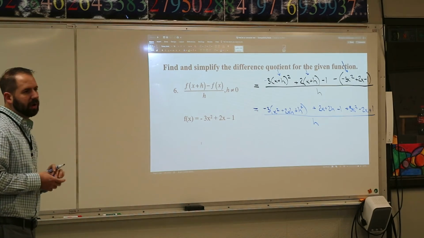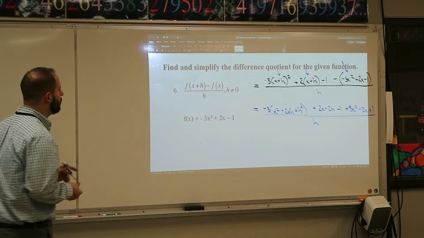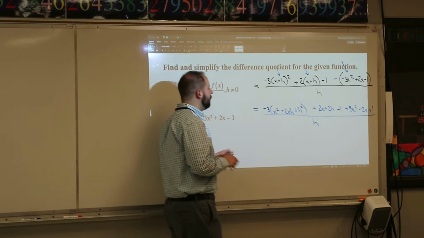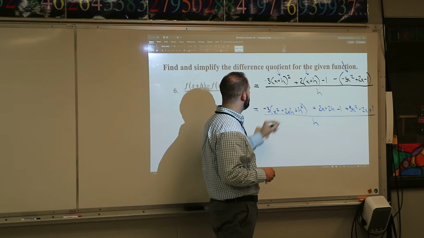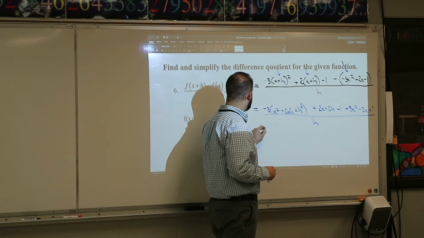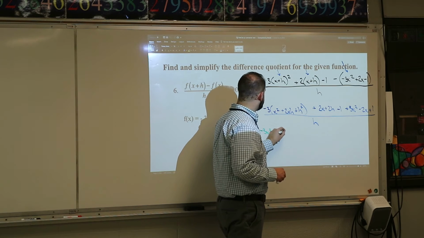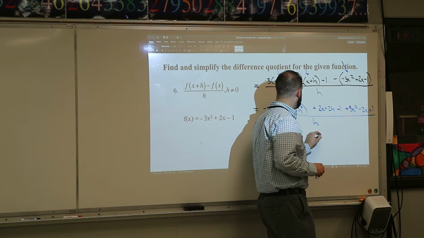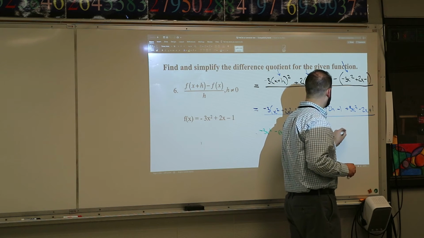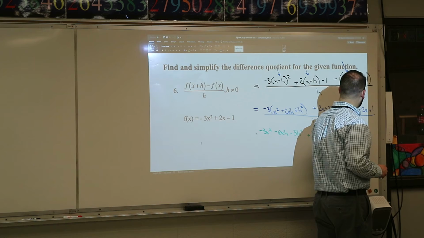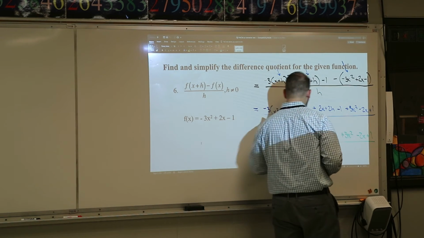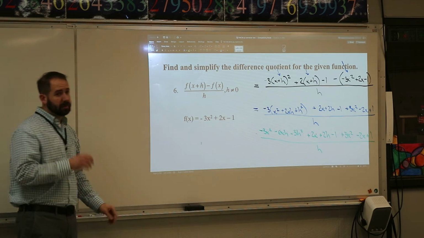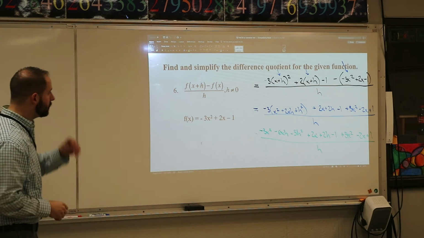What do I have to do with that negative 3 out front? Distribute. You have to distribute after you FOILed. You can't do it before. You have to wait till after you've FOILed this together before you can distribute the negative 3. Distributing the negative 3, here's what I get: negative 3x squared, negative 6xh, minus 3h squared, plus 2x, plus 2h, minus 1, plus 3x squared, minus 2x, plus 1, all over h. Sorry, I'm going really fast. I want to get this one done so we can talk about the next one.